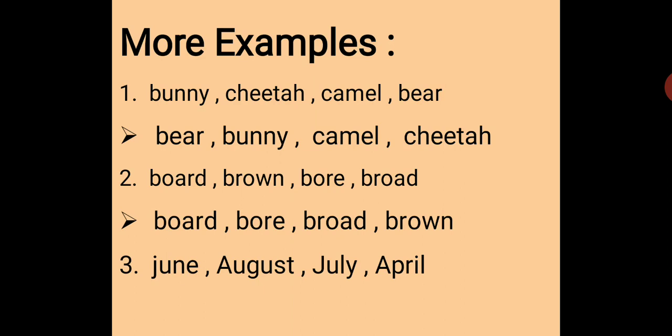Now you have to think which letter comes in the first position between U and P. So which letter comes first? Yes, P. So our first word of the answer is April and the second word of the answer is August. Now we are moving on to the words which begin with J. Which are they? June and July.